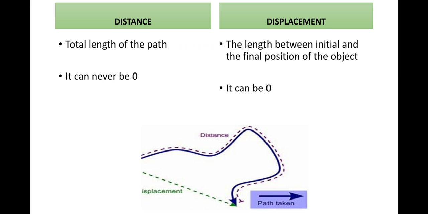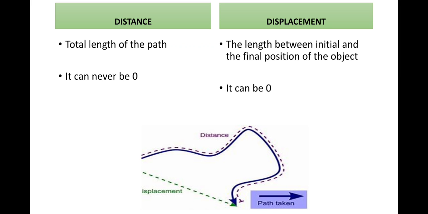What is distance? Distance is the total length of the path, and displacement is the length between the initial and the final position of the object. Displacement is, in simple language, the straight line path. You can never take a curved line path or a zigzag path to be a displacement. Simply a straight line path between the two positions is said to be displacement. In this diagram, the green line is a straight line path, it is the displacement, and the other one, a curved or a zigzag path, is the distance.